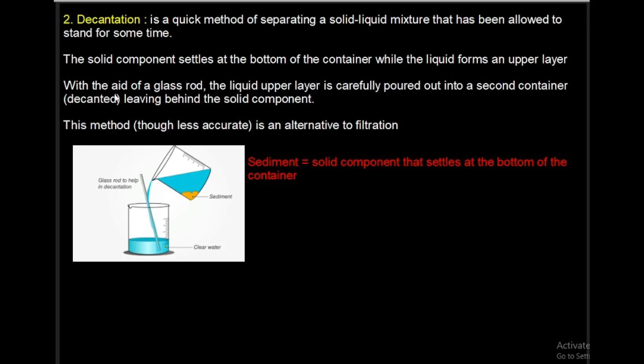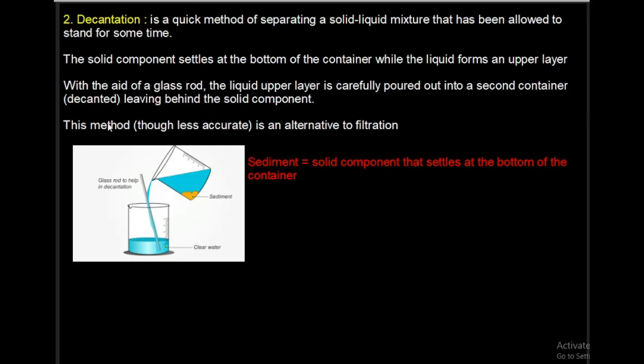Now, with the aid of a glass rod, you can see it here on the diagram, the liquid upper layer is carefully poured out into a second container. Another word for that is decanted. The liquid upper layer is carefully poured out into another container, leaving behind the solid component.